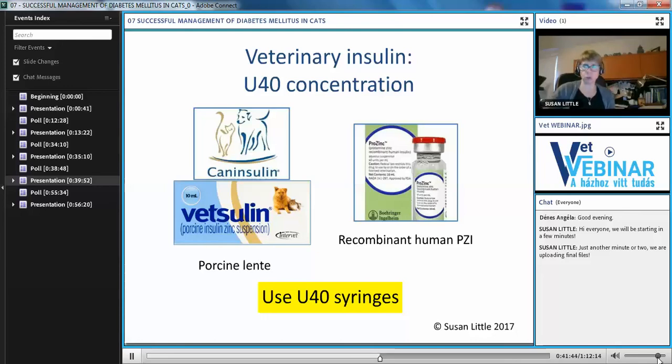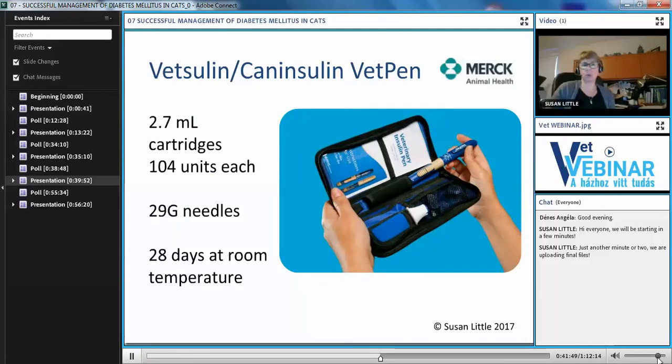If you're using CAN insulin, I don't know if this is available in your country, but the company does make a pen, an insulin injection pen, that's available in many countries that goes along with CAN insulin. So you buy cartridges that go in the pen, and the cartridges contain just over 100 units. They have very fine needles. They are meant to be stored at room temperature, so they'll last about a month at room temperature. You can refrigerate them, but they are meant to be stored at room temperature.